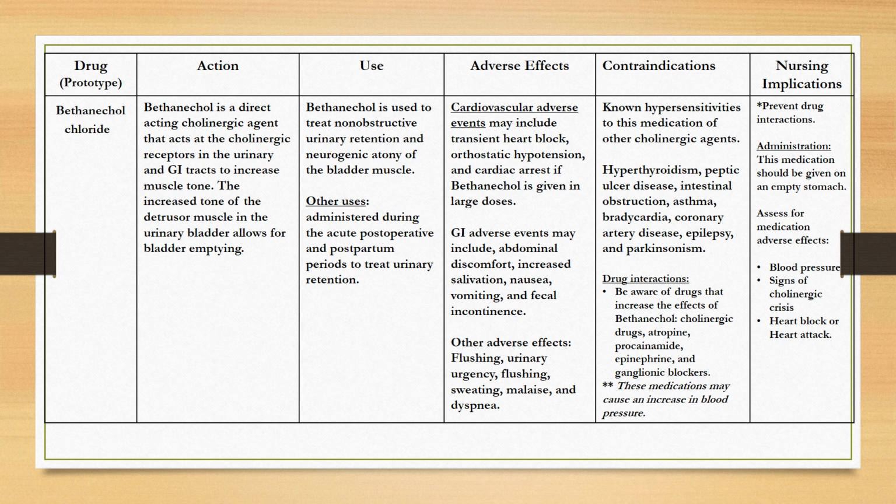And there's several drug-drug interactions that can cause an increase in the blood pressure. So again, we got to look at that list of meds that the patient's on. We want to prevent those interactions, and of course assess for those med adverse effects, as well as evaluating effectiveness of the medication. So with this particular medication, do we have urine output? That's what we're going to be looking for.